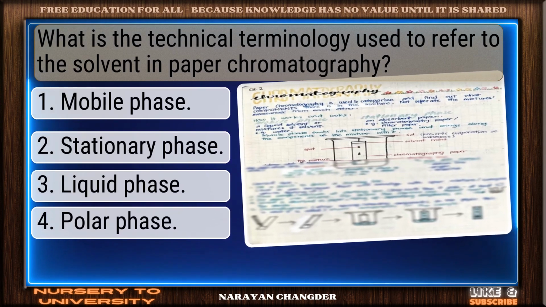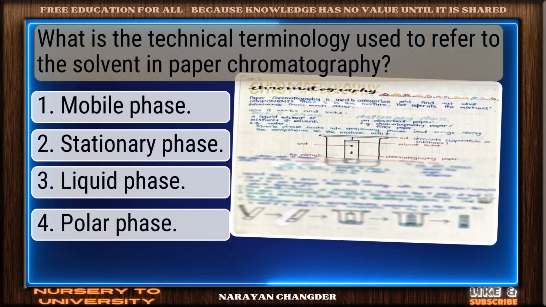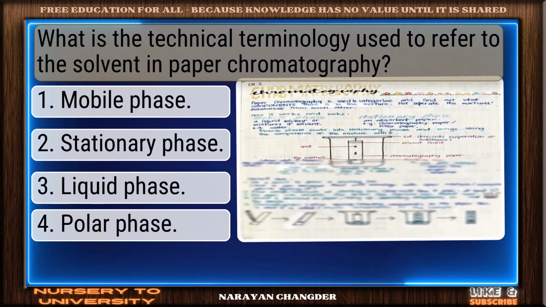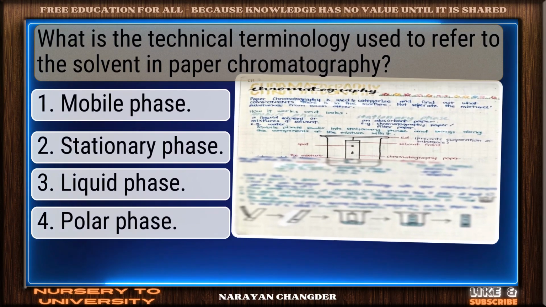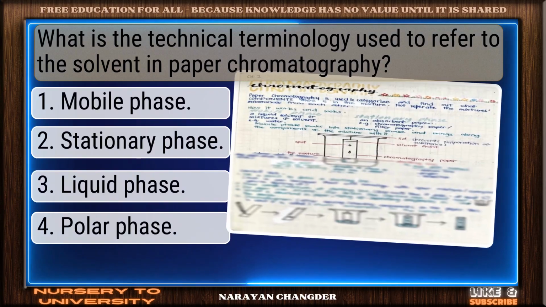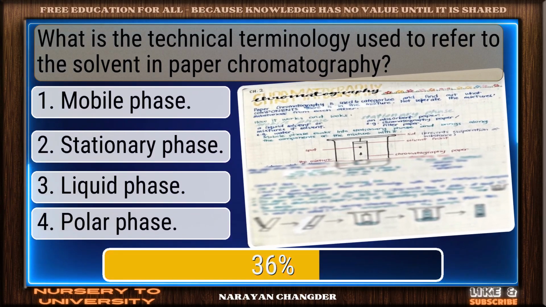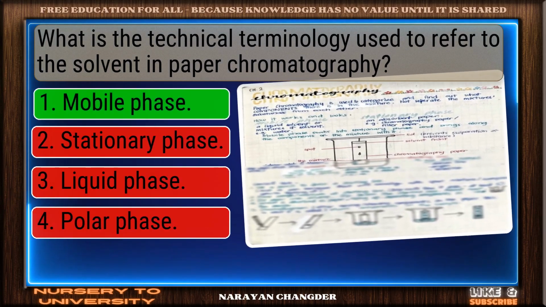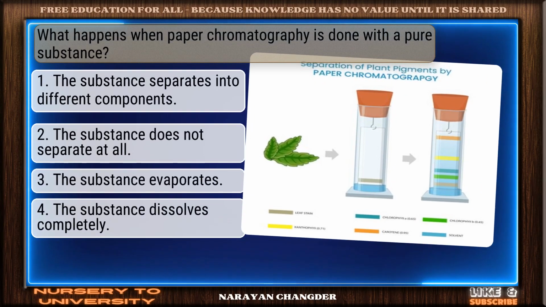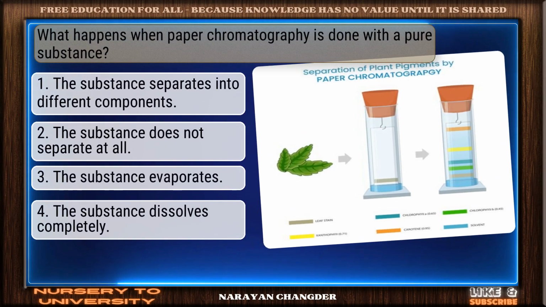What is the technical terminology used to refer to the solvent in paper chromatography? Option 1, mobile phase. Option 2, stationary phase. Option 3, liquid phase. Option 4, polar phase. Well done, mobile phase. What happens when paper chromatography is done with a pure substance?